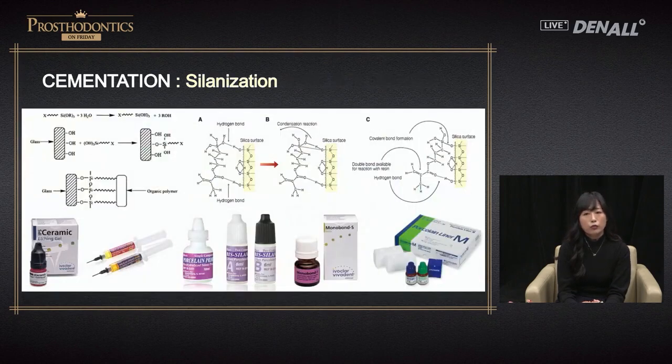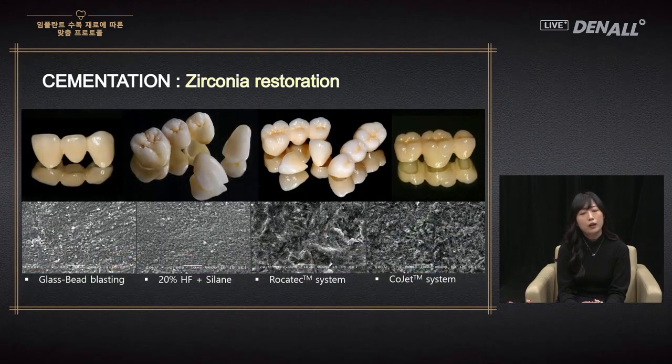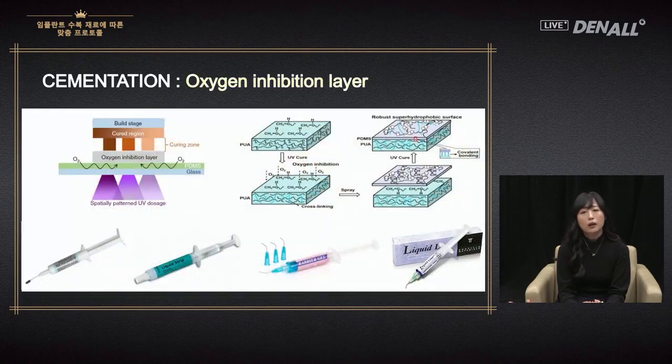Additionally, in the case of ceramic restoration, for appropriate surface treatment, you need to etch the surface with hydrofluoric acid. Apply a silane coupling agent to increase the adhesion between ceramic and resin. However, zirconia does not respond to hydrofluoric acid, and therefore mechanical abrasion via Rocatec or CoJet is necessary to increase the roughness.